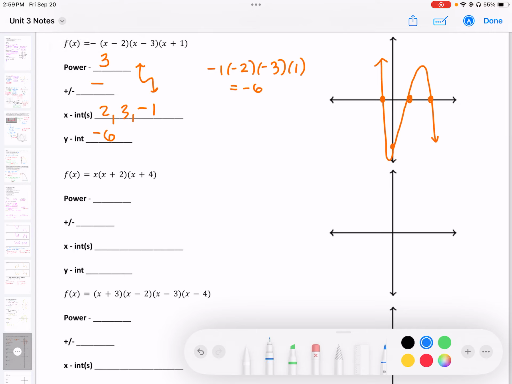On my next one, I have a power of 3. It's positive, intercepts at 0, -2, and -4, which means my y-intercept is also at 0. So my function is all the way over here, and the end behavior is going to look like this. Down, and then back up.